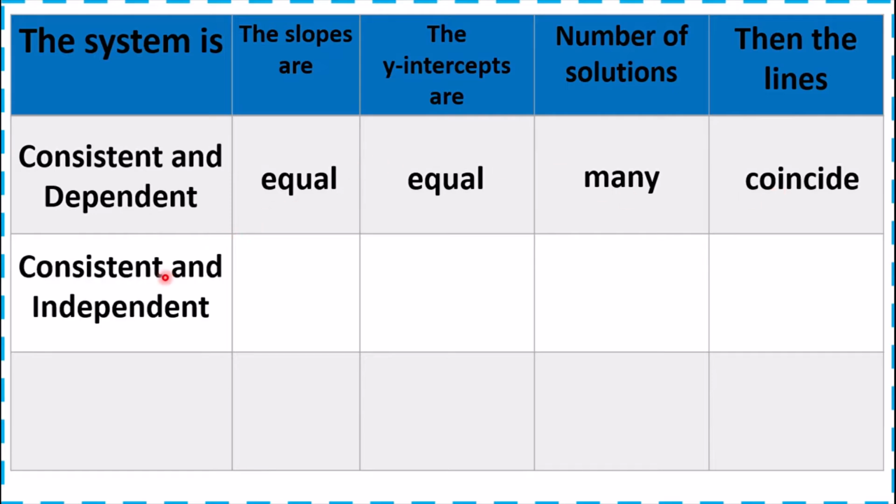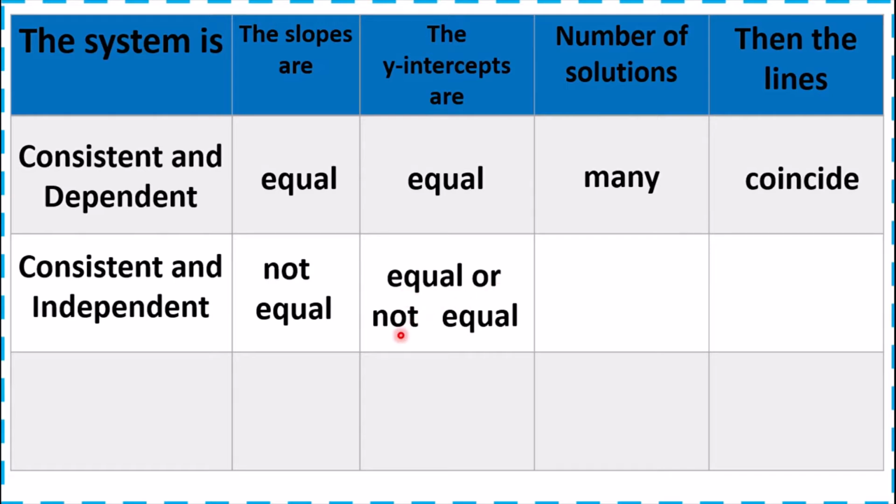Pag ang system naman ay consistent and independent, the slopes are not equal. The y-intercepts may be equal or not equal. So, remember, pag consistent and independent, slopes are not equal, pero yung y-intercept ay pwedeng maging equal or not equal. Then, ang number of solutions ay 1. So, only one solution. Then, the lines intersect. So, intersecting lines, one solution.